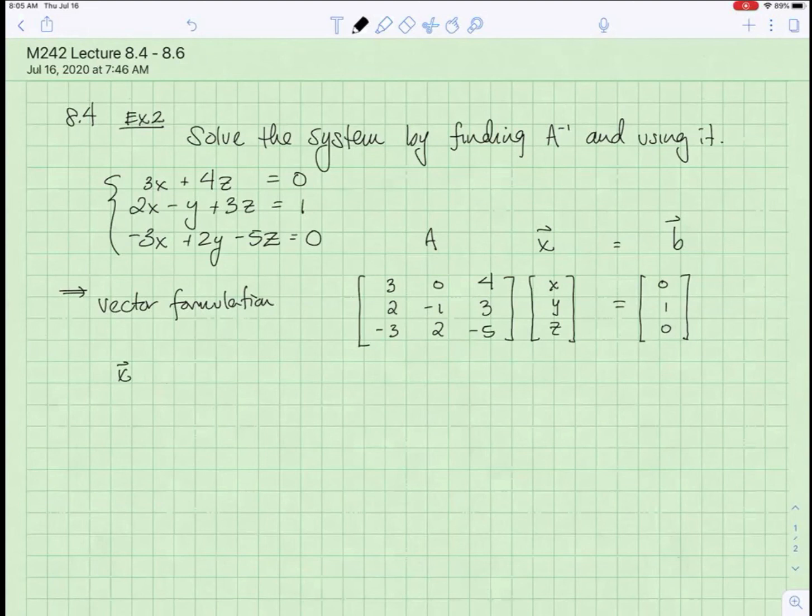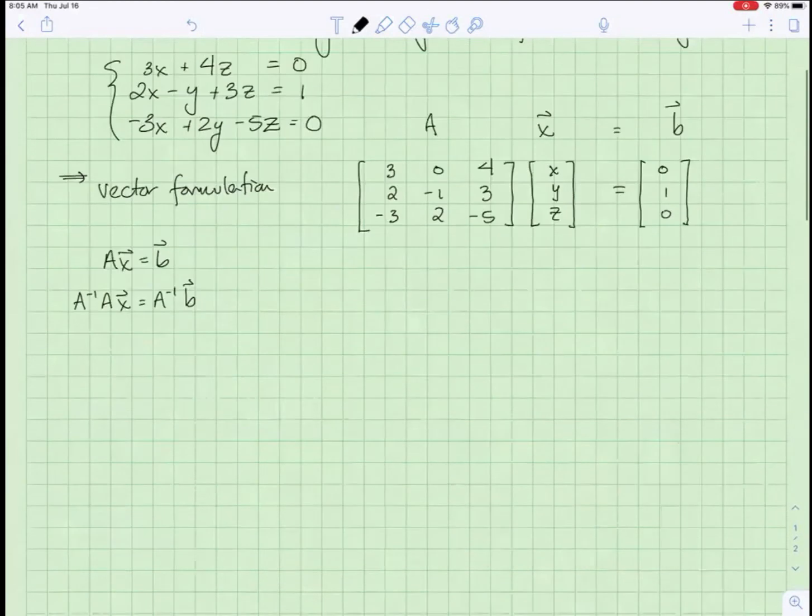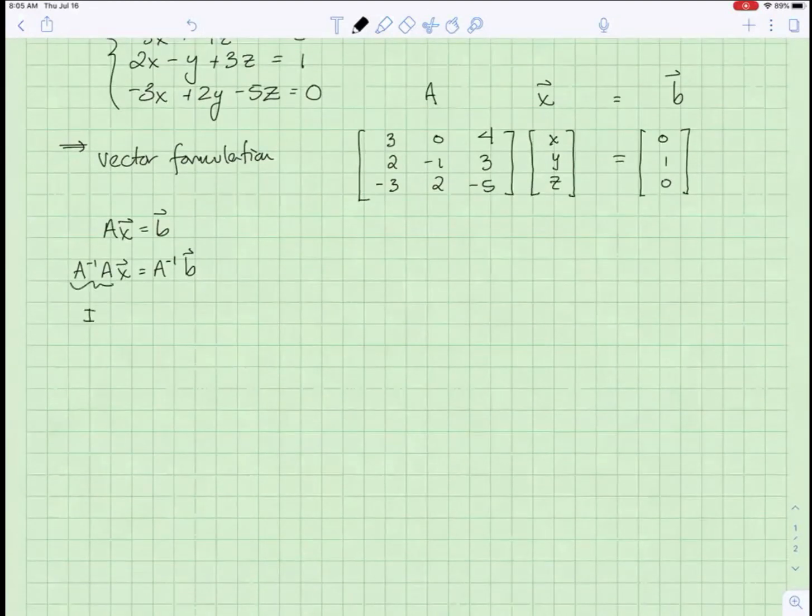In fact, let me go over that again one more time. If AX is equal to B, then we can multiply both sides on the left by A inverse. And this will become the identity matrix times X is equal to A inverse times B. The identity matrix times X is just X. And so if we can find this elusive inverse matrix, we can just multiply it by our constant column, and we will have our solution.